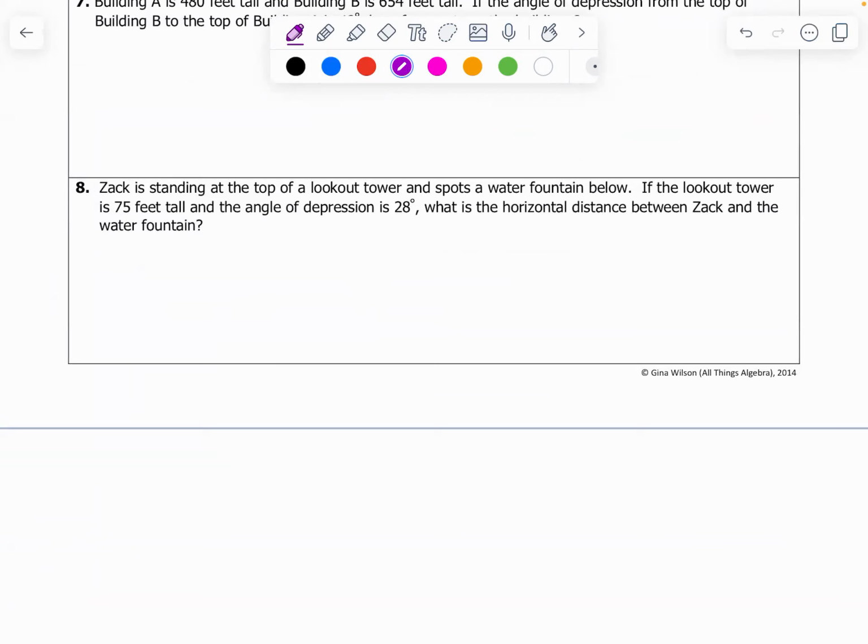Zach is standing at the top of a lookout tower and spots a water fountain below.